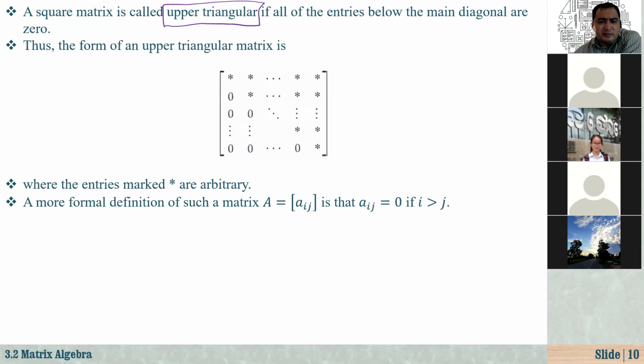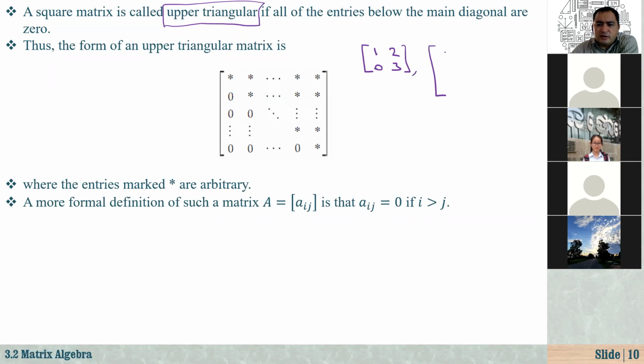Actually, as I said, the name suggests that it looks like a triangle. That's why it's called triangular. But which part? The upper part, right? That's why it is an upper triangular matrix. For example, when you talk about a 2 by 2 matrix, 1, 2, 3, 0. This one is an upper triangular matrix.